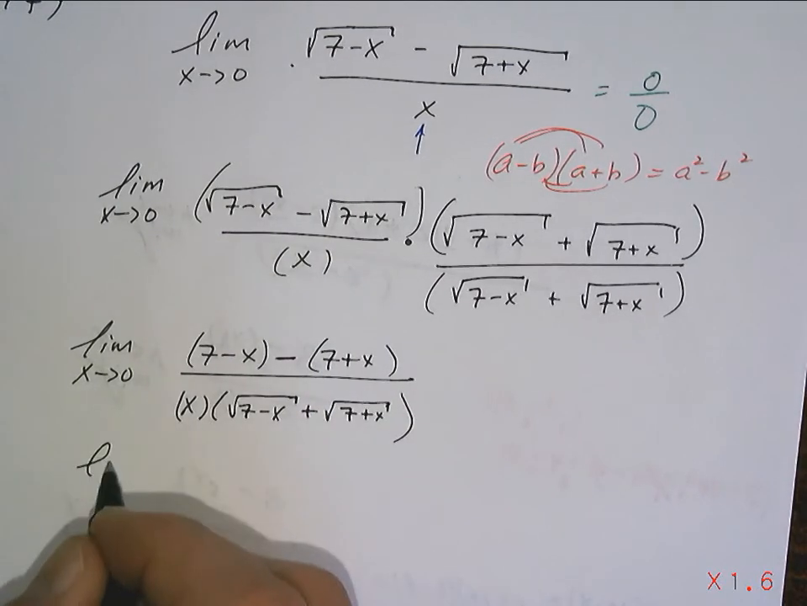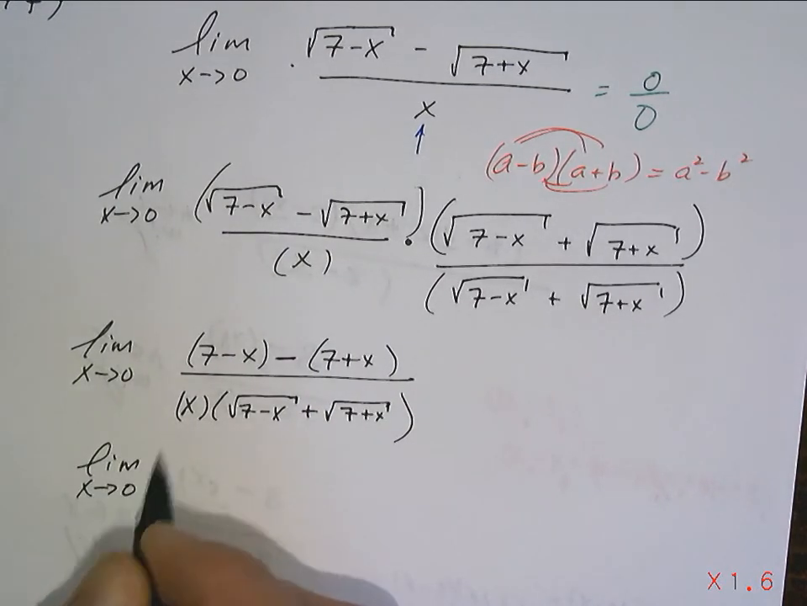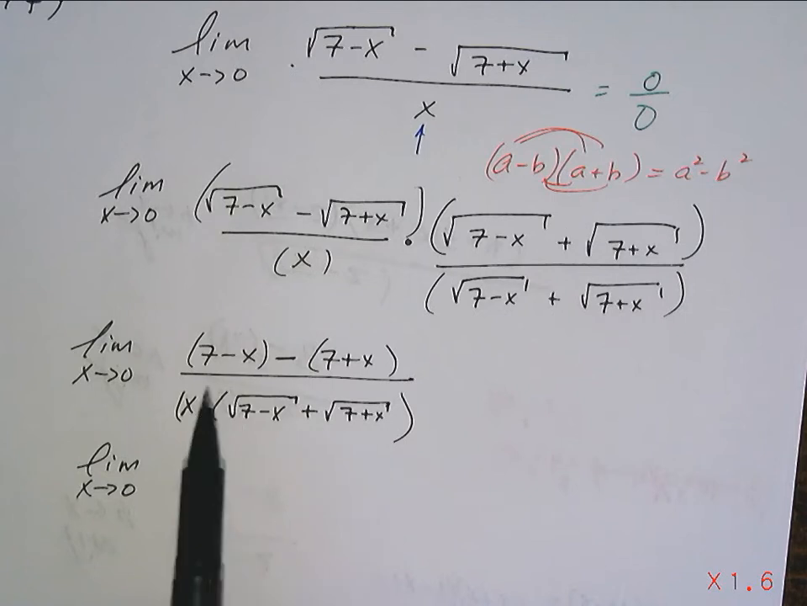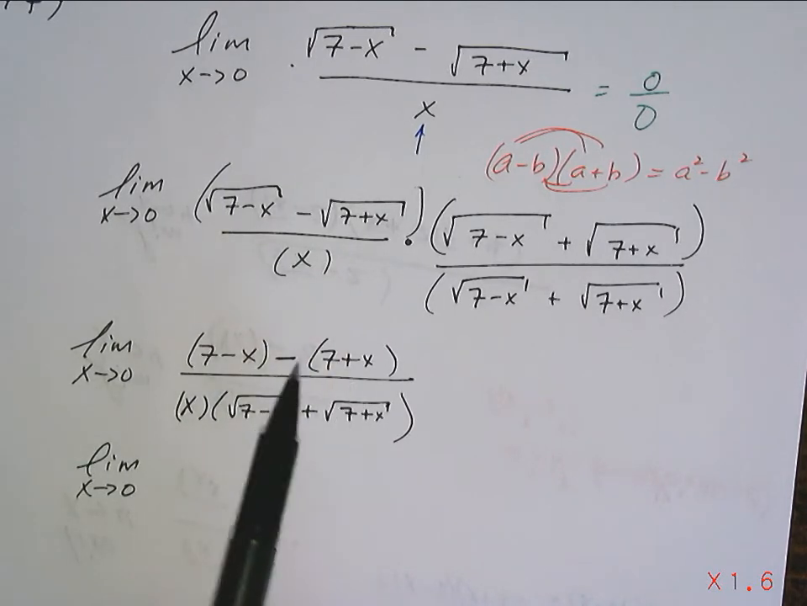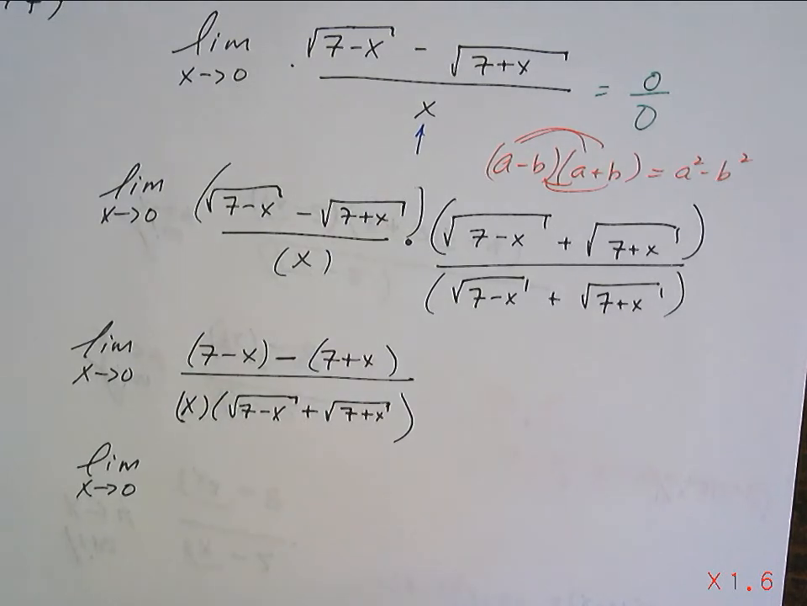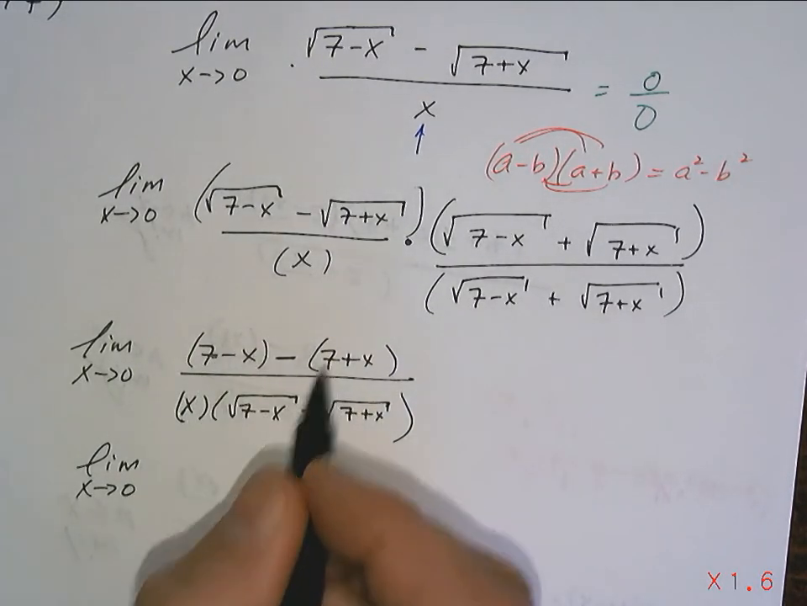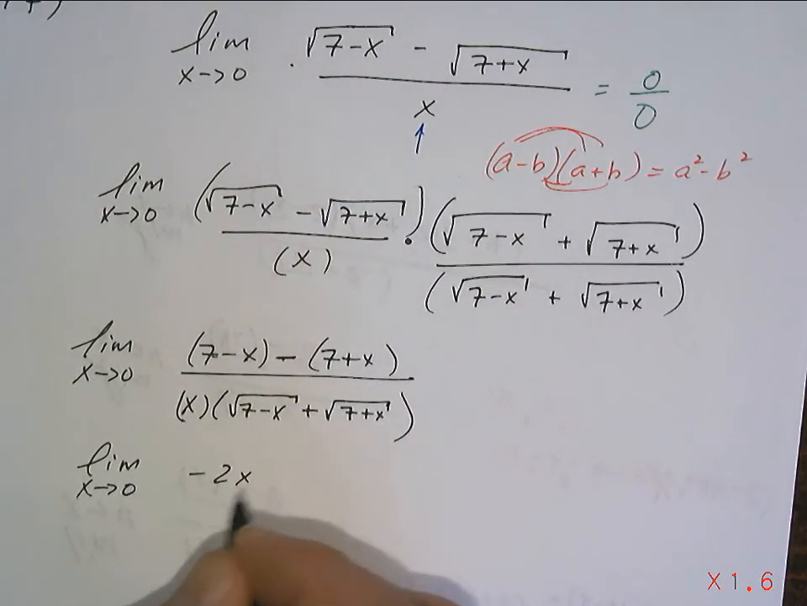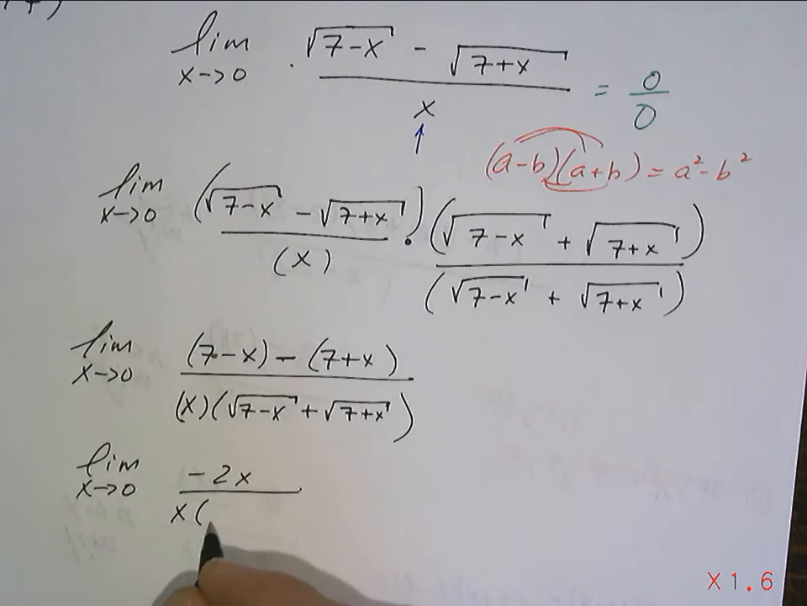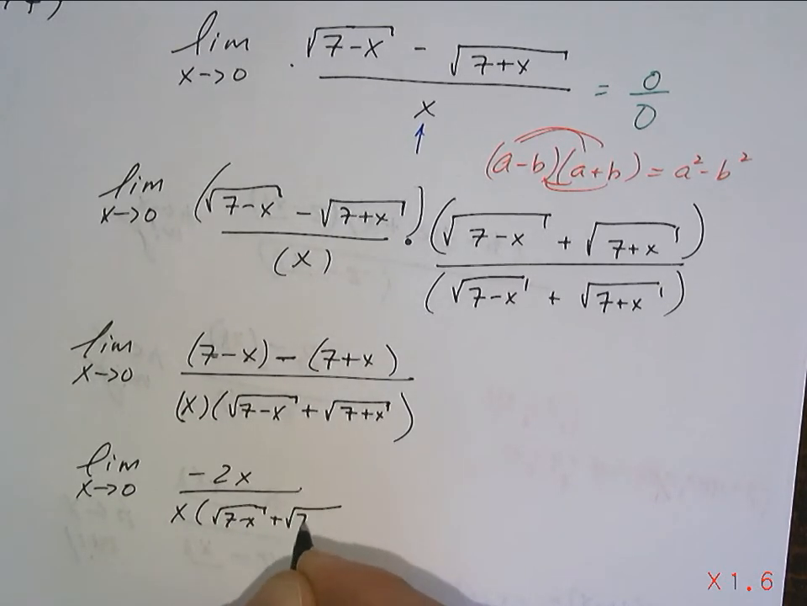So what's going to happen on top? A little bit of algebra work, because I'm still indeterminate, aren't I? If I put in 0 here and 0 here, I still get 0 on top, and the bottom is still 0. I can't stop; I've got to keep going. So 7 minus 7 is no more 7s, and minus x subtract x is negative 2x, over top of the nice little x times root 7 minus x plus root 7 plus x.